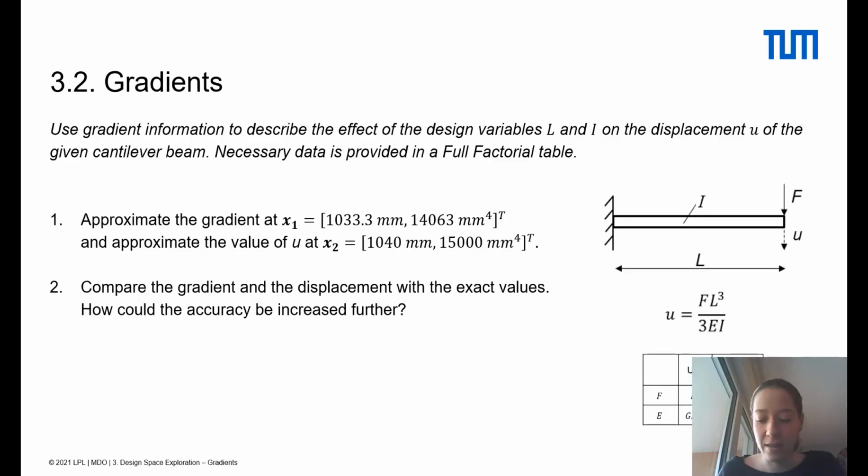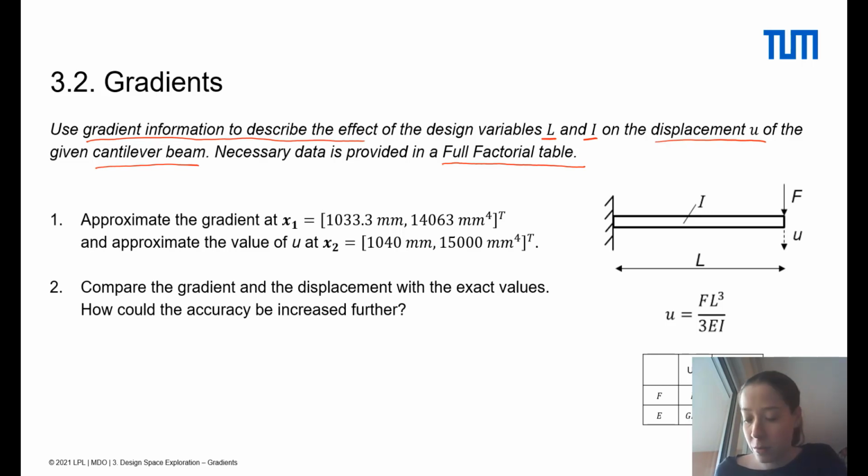The second task is about gradients. So we have to use gradient information to describe the effect of the design variables L and I on the displacement U of the given cantilever beam. And the necessary data is provided in a full factorial table that will be on the next slide. So we got this cantilever beam here, and we got some Young's modulus for the material, and we also got a force here at the end, and the force is given.